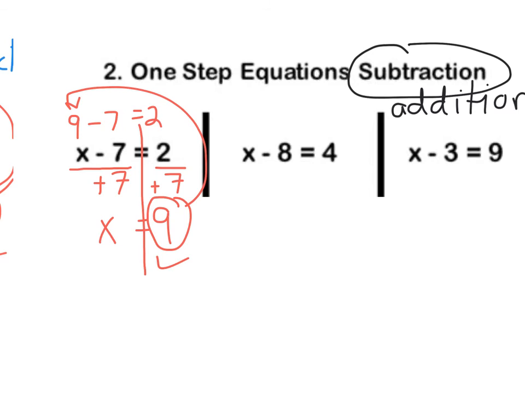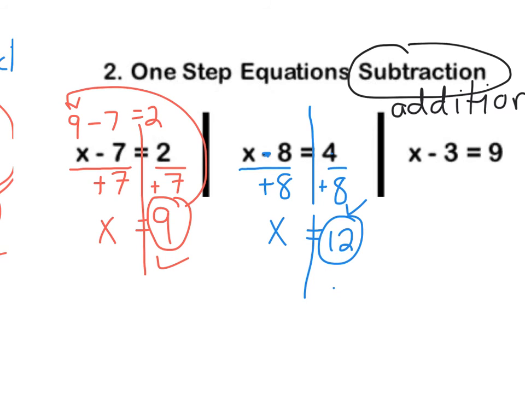Let's try this problem. I have x minus 8 equals 4. We have a minus 8, so I'm going to add 8 to this side, add 8 to that side. 4 plus 8 is 12, and over here, negative 8 plus 8 is 0, so I'm left with just x equals 12. Let's plug it in and see if that works. 12 minus 8, yep, that equals 4, so that was correct.